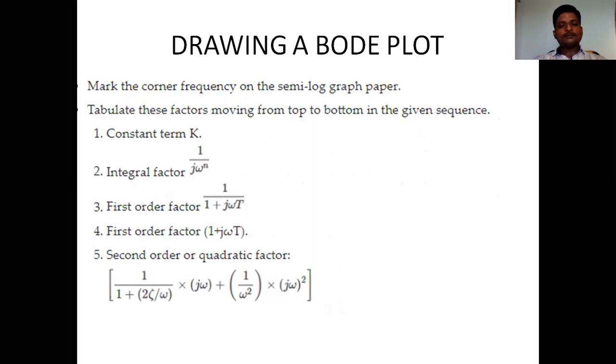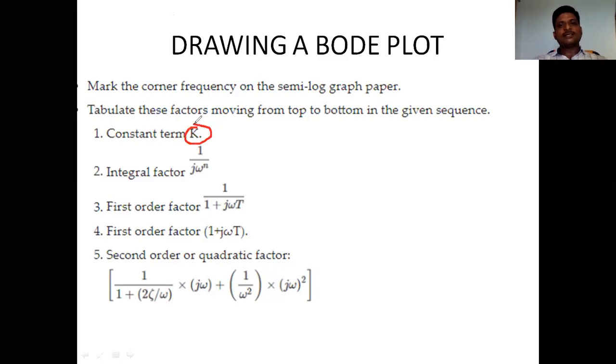So based on corner frequencies, you have to take a semi-log graph, then you have to mark the frequencies. Frequencies can be found from the given expressions, and then you have to tabulate these factors. You have to consider each factor separately, moving from top to bottom. First, you have to look whether the given function has a constant k term or not.